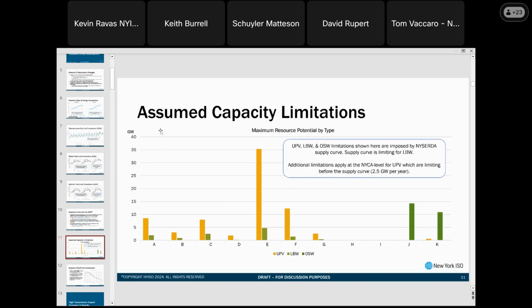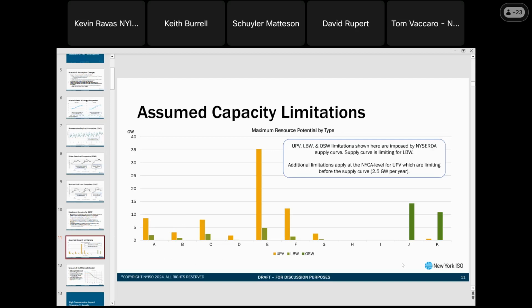So for example, what's being shown in this chart is the capacity limitations according to the supply curve analysis that was performed by NYSERDA. And so what this data is used as, an input to the model, a constraint to the model that says you can only build a certain amount of land-based wind in zones A through G, for example, and represented by this lighter green bar. Or furthermore, you can only build this amount of capacity for solar in these zones as well. And then you have your limits on the offshore wind.